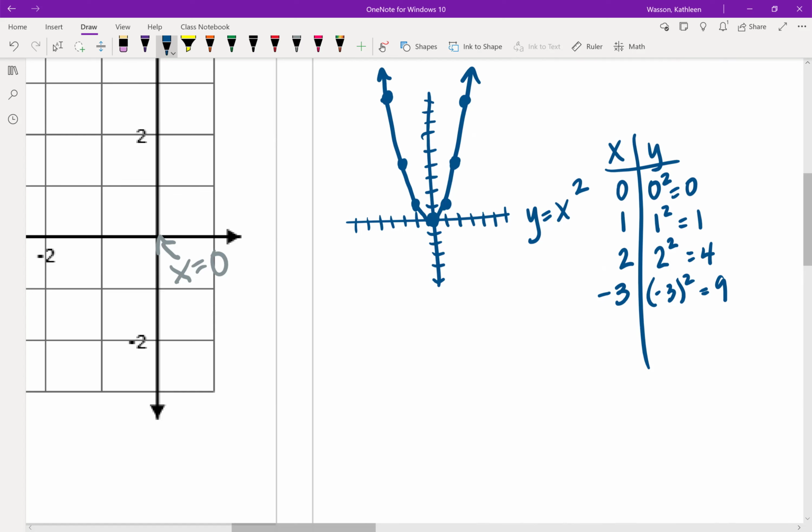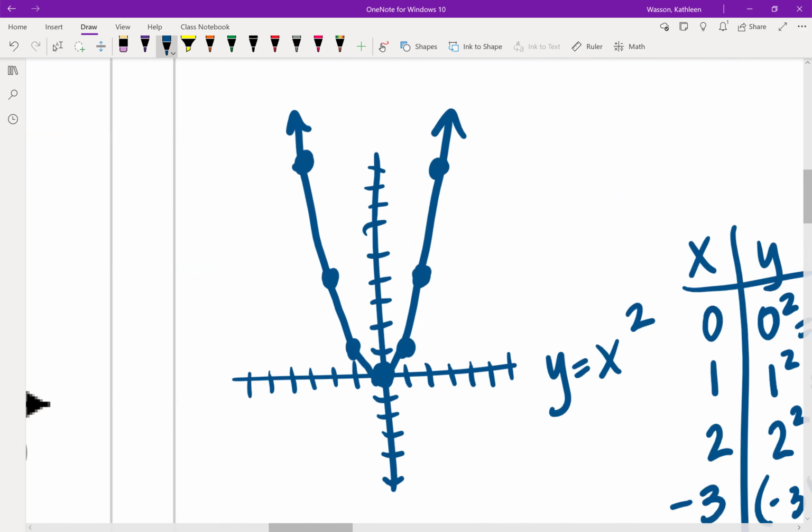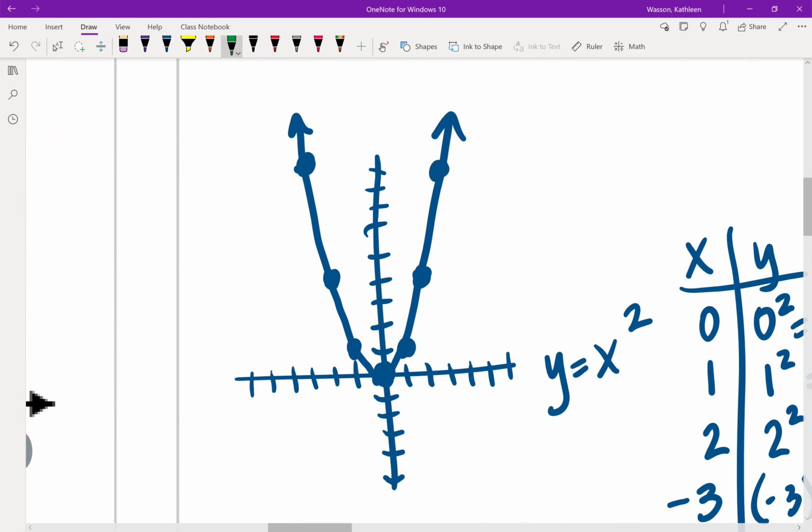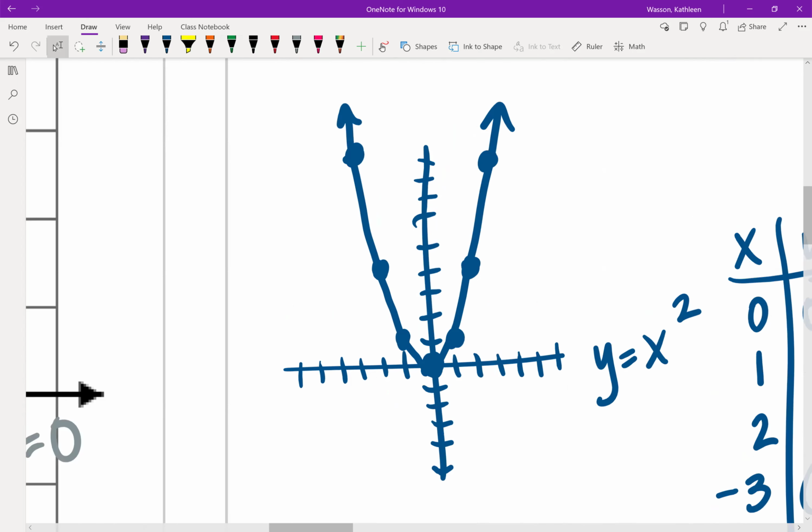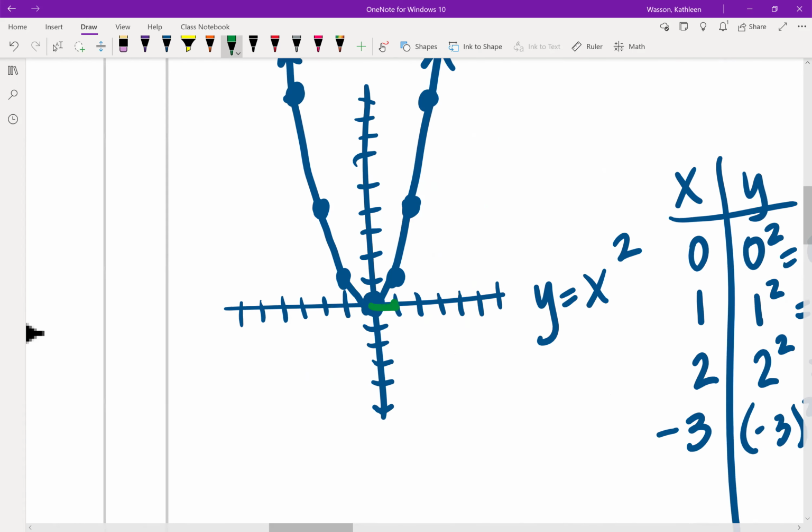This is y equals x squared. Here's the pattern. Each time I drew a new point, I went to the right 1. When I go right 1 to the next point, I go up 1. Then I go right 1 again, and I go up 3. And I go right 1, and I go up 5.